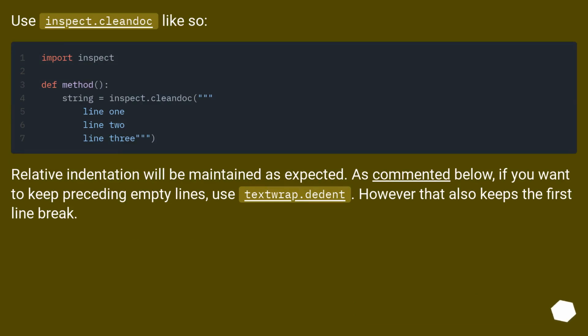Use inspect.cleandoc. Like so. Relative indentation will be maintained as expected. As commented below, if you want to keep preceding empty lines, use textwrap.dedent. However, that also keeps the first line break.